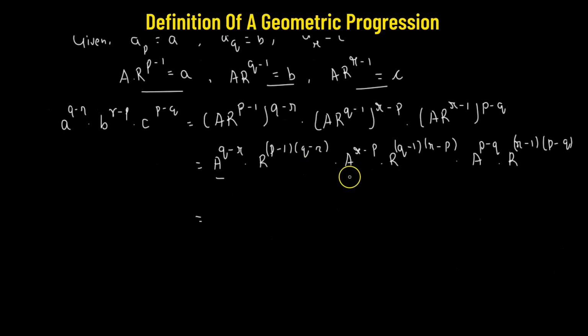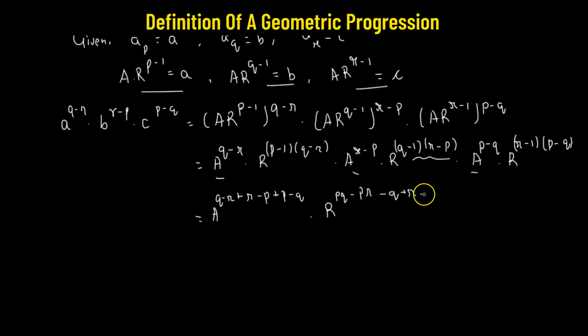So we have three first terms here, so their powers will get added. We have A raised to the power of Q minus R plus R minus P plus P minus Q, multiplied to the common ratio R, and the exponents or the powers of the common ratios are also going to get added. So P minus 1 times Q minus R, so that's PQ minus PR minus Q plus R.